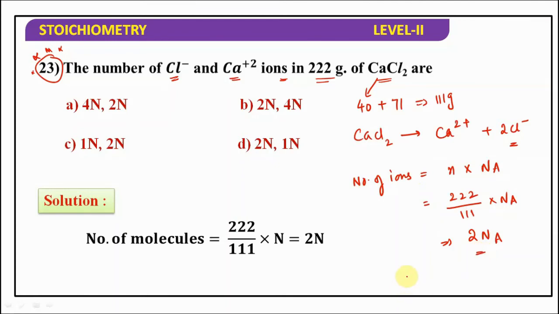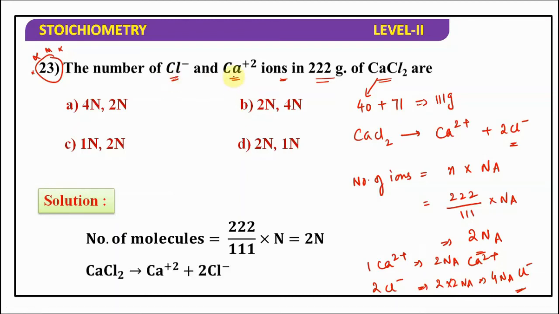Yes or no? But how many ions are there? 1 Ca2 plus ion. That means 1 into 2, that means 2 Na of Ca2 plus ion. But 2 Cl minus ions are there. So 2 into 2 Na. So how many? 4 Na of Cl minus. They are asking Cl minus and Ca2 plus. What is the answer? Cl minus is 4 into Avogadro number. Ca2 plus is 2 into Avogadro number. Hope you understand, children. Is it clear for you? Very simple. All these are very simple questions. Got it?